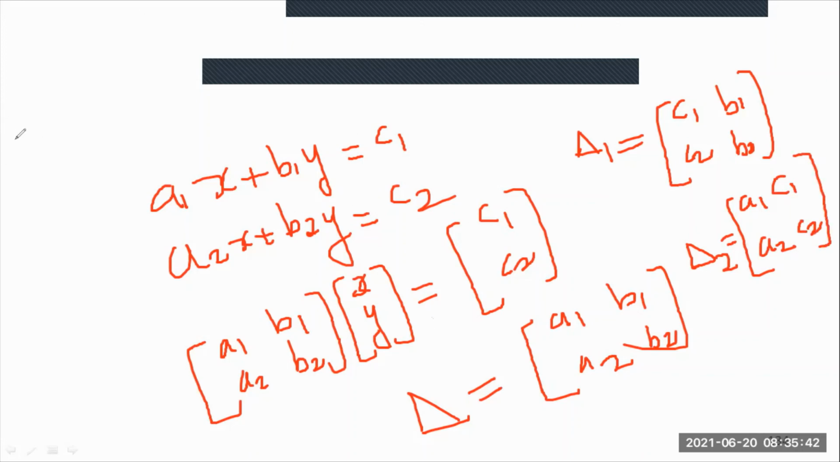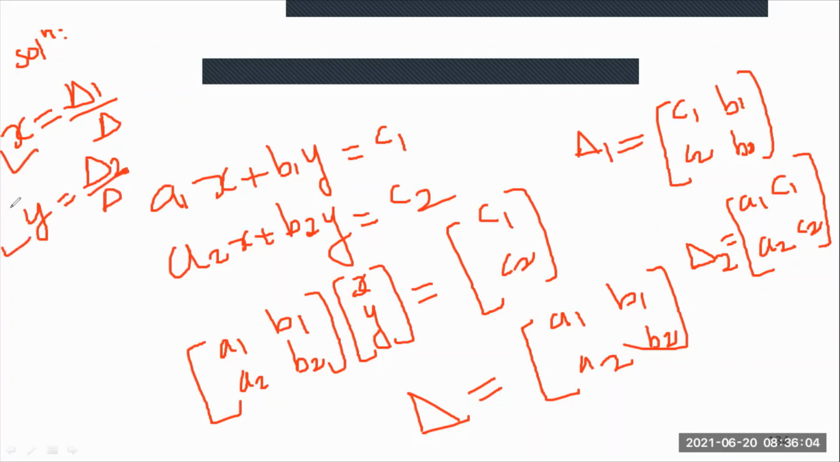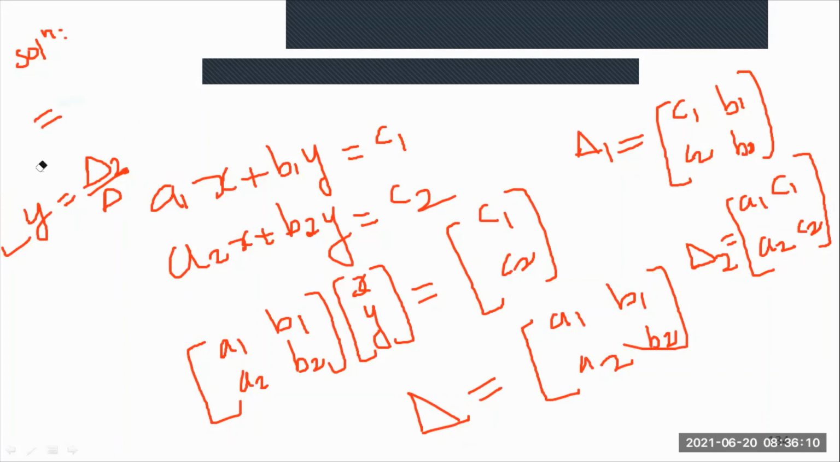Now use the formula. I'll be writing here the solution. X is nothing but delta 1 by delta. Y is equal to delta 2 by delta. Therefore, I can calculate the values of X and Y. So this is the solution for two equations and two variables, which you can utilize for two loop systems.